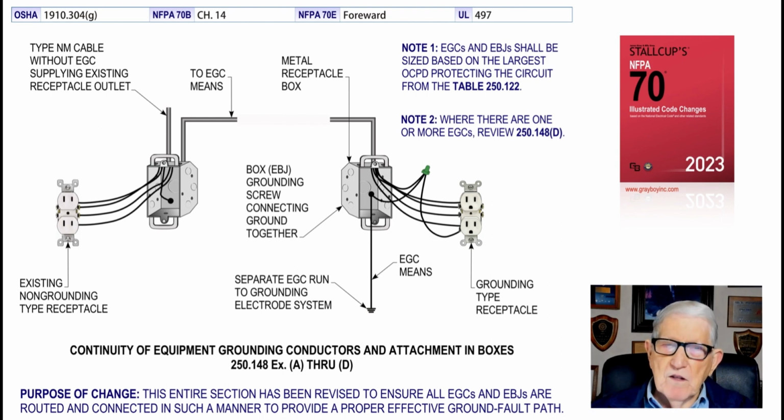Equipment grounds and bonding jumpers shall be sized based upon the largest overcurrent device protecting the circuit. So looking at this box, if you had a 15 amp overcurrent device, number 14 would be your equipment ground sized by the 250.122 table. And if you had a 20 amp overcurrent device, it would be number 12. And that's what notes 1 and 2 are illustrating to you. In fact, that's what this whole illustration is illustrating to you: to make sure you provide an effective ground fault path by bonding the equipment grounding conductors, the equipment ground metal boxes, and metal conduit together to provide such a path.